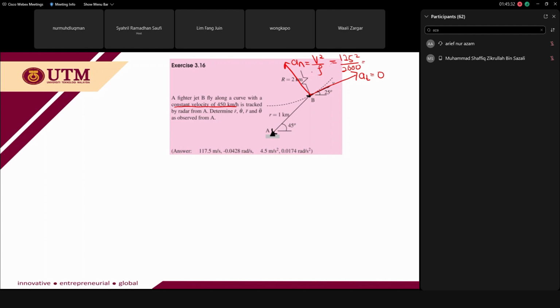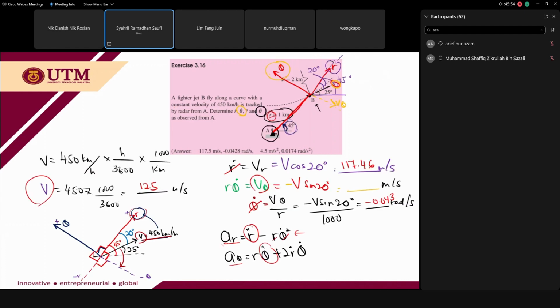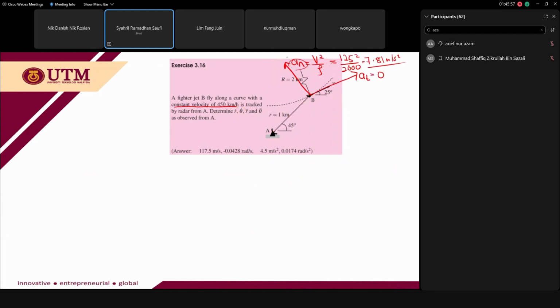How much acceleration? 7.81 meters per second squared. Alright, so this is your AN, and your AT is 0 because it's constant velocity. If we refer back to this axis, this is your R, this is your theta. Then you have 90 degrees to R, following the direction of theta. This is your theta axis.